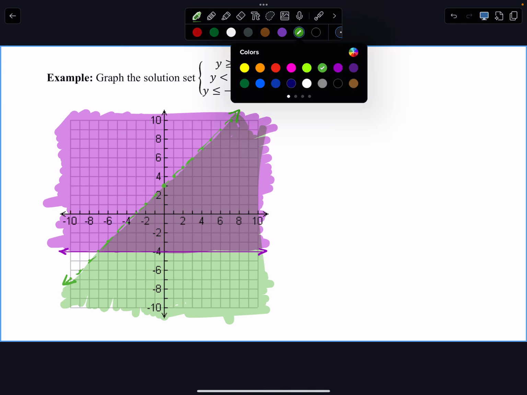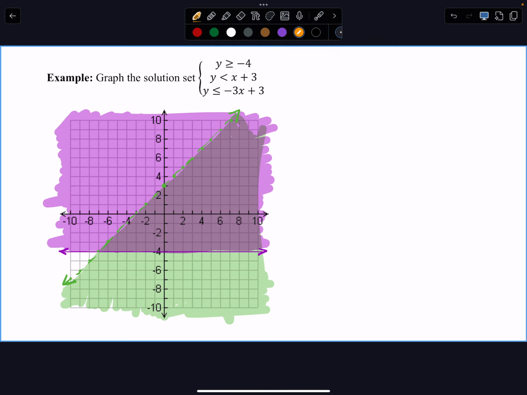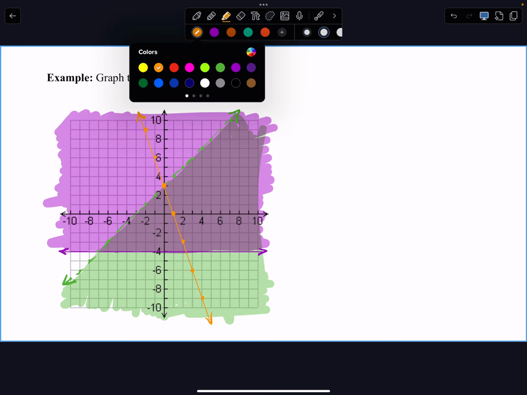Okay, and then let's do orange. I'm pretty sure this is it. I don't know. It looks all messed up though. What shape does your solution set make? Triangle. Yeah, it's kind of good. Yeah, it looks like it. But mine just looks like a mess.